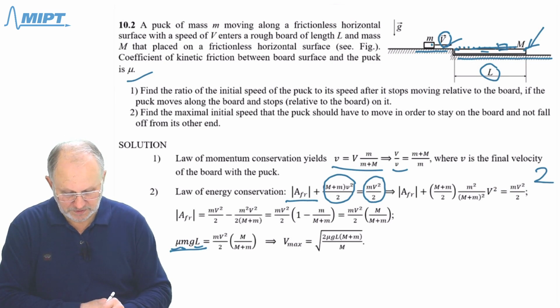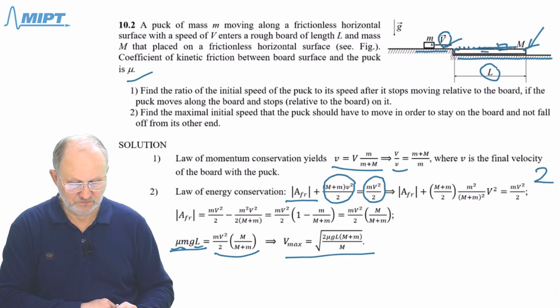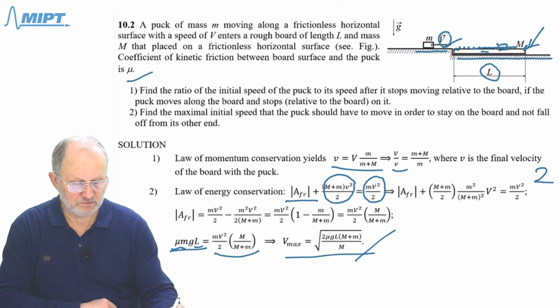And this is the work of the forces of friction, which should be equal to the difference between the initial and final kinetic energies of the puck and the puck together with the board. So from this equation we find the final formula for the maximum velocity of the puck. If the velocity of the puck is greater than this, then the puck will not stop at the final point and will go further and will slip out of the board. So this is the maximum velocity.